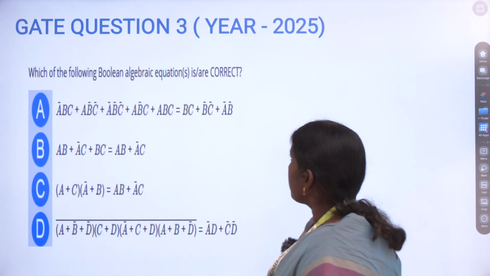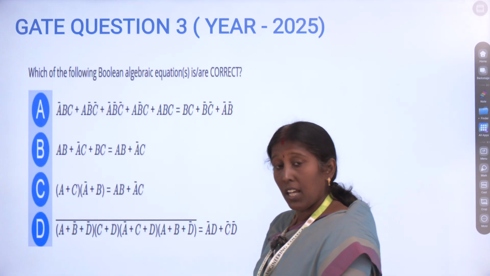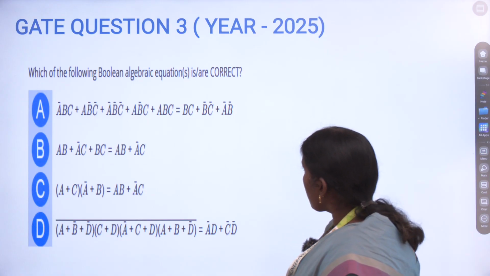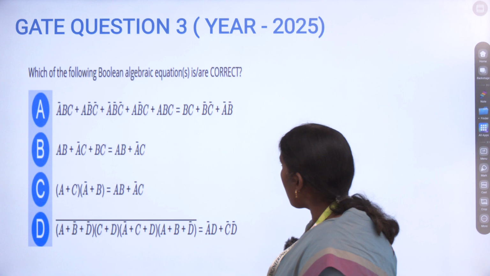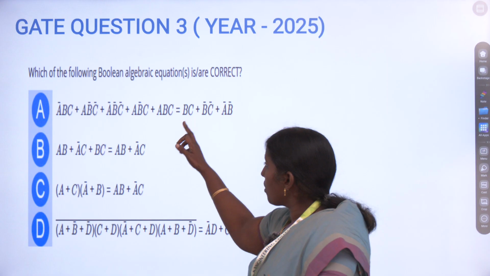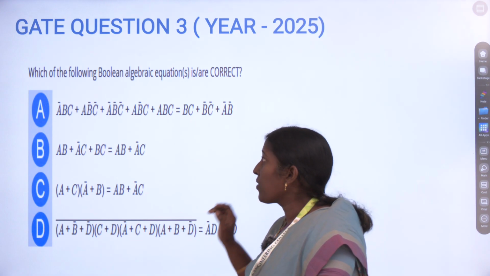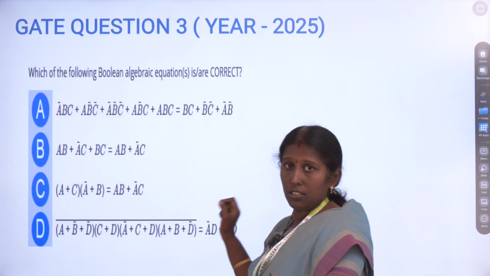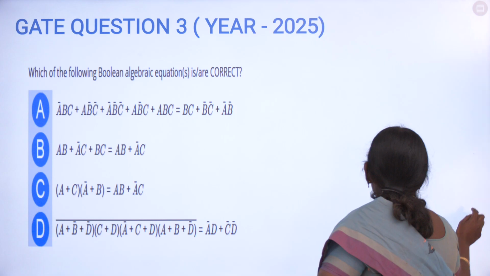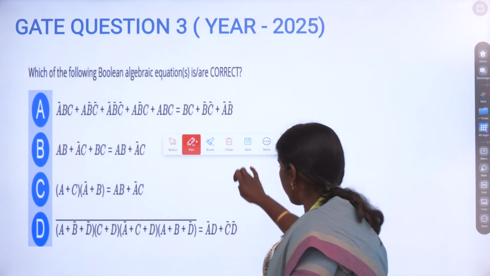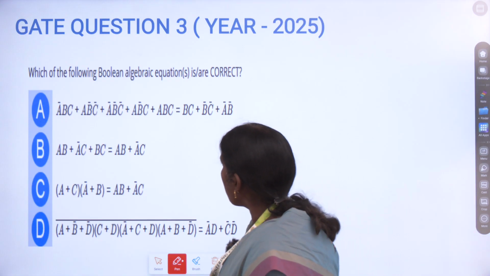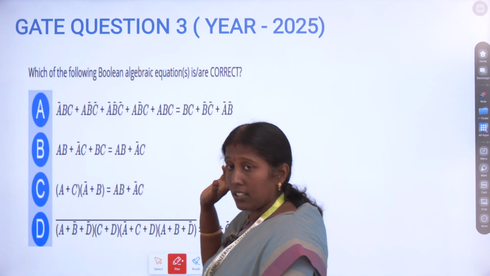So this is this year's, that is 2025, question, and it is a 2-mark question. Which of the following Boolean algebraic equations is or are correct? Okay, and they have given the 4 choices. First choice, second, third and fourth. Let us solve each and every choice. Okay, let me take the first choice. In this I have to check whether my LHS is equal to RHS.